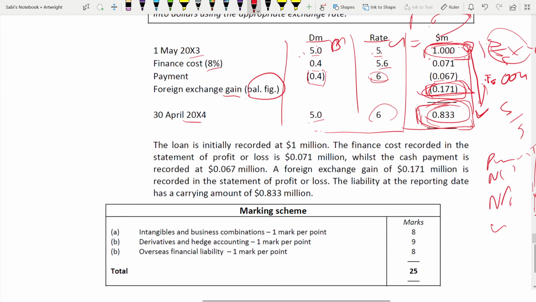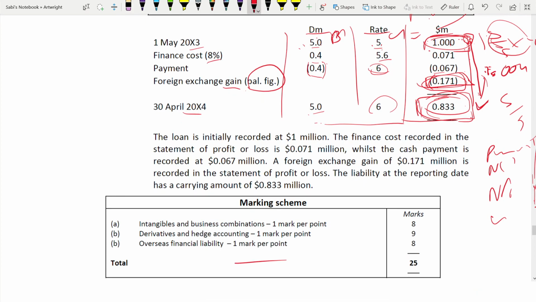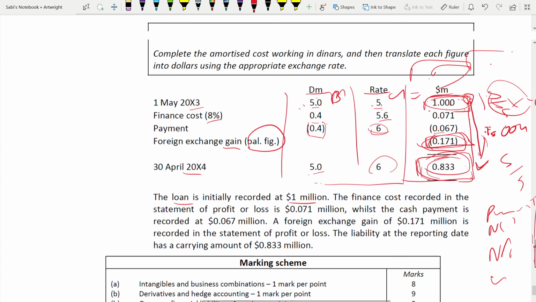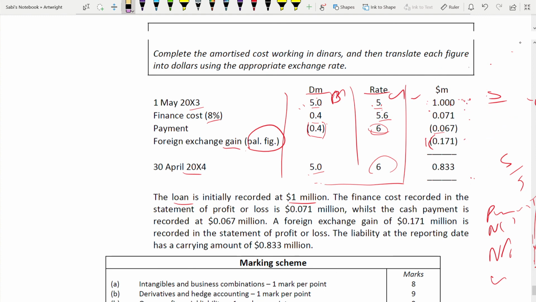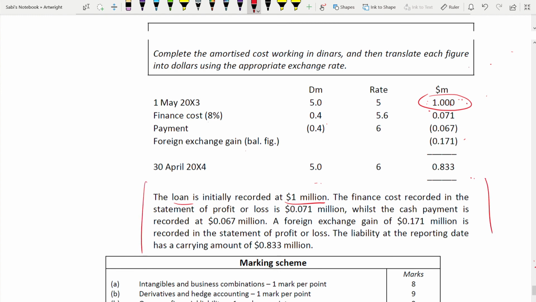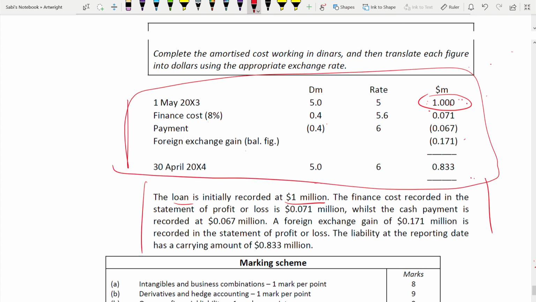Now you see the marking scheme: 1 mark per point. Initially you will record the loan at 1 million. Which amount are you taking? Now let me rub all this out, this is very confusing. We are talking only about this 1 million, now in dollars. Initially you will record the loan at this million. At the end you have to write this description, by the way. You are getting marks here. Doing this calculation is not enough, it will not give you marks if you are not able to write it.